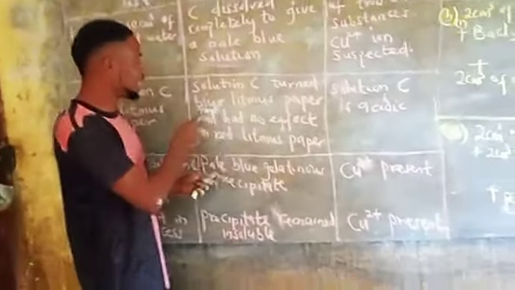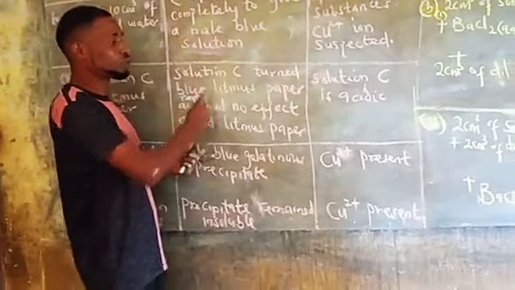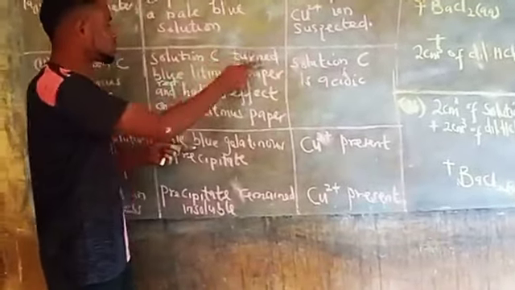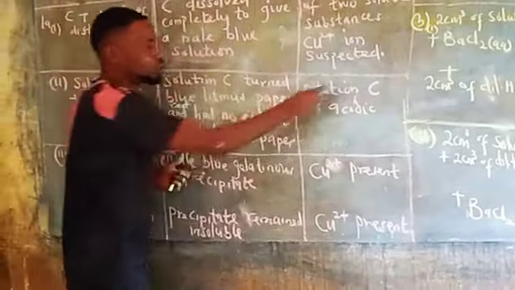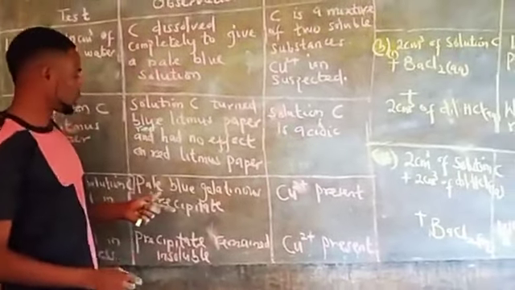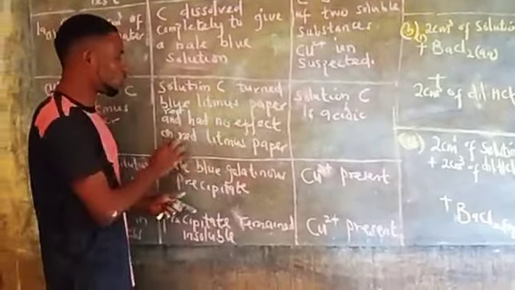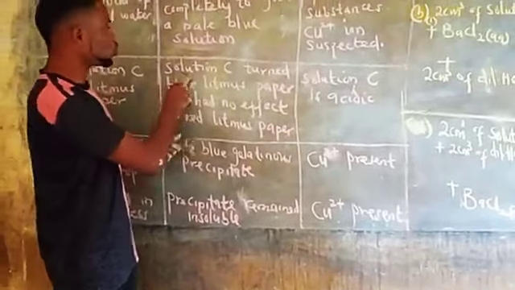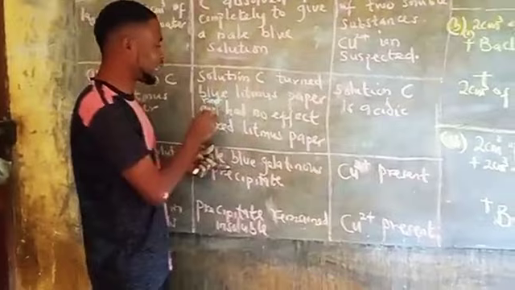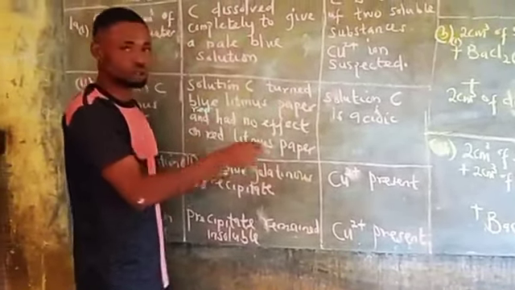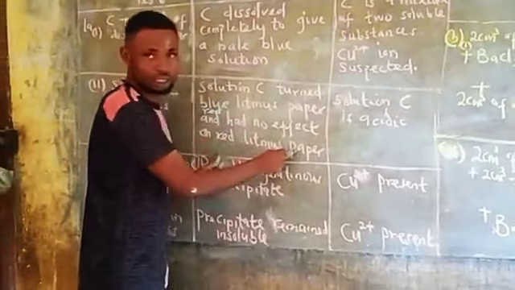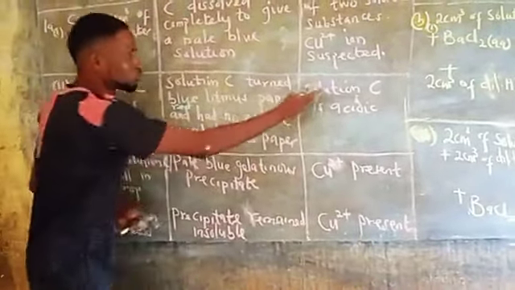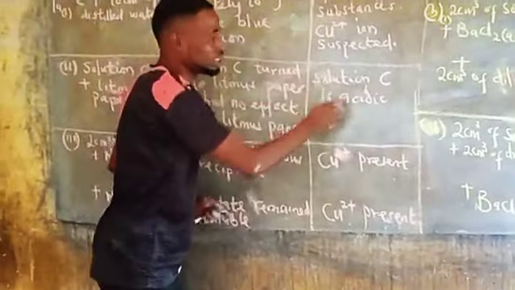So assuming that you already know how to do this, if it were an alkali, it would turn red litmus paper blue. So when it turns blue litmus paper red, the solution is acidic. Do you understand that? It has no effect on red litmus paper, or you can put: solution C turns blue litmus paper red and has no action on red litmus paper, which is also correct. Is it clear now? So solution C or C aqueous is acidic.